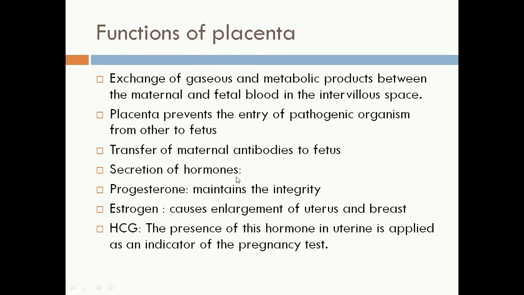Then the secretion of hormones: mainly progesterone, which maintains the integrity, and estrogen, which causes enlargement of the uterus and the breast. HCG, the presence of the hormone in the uterus, is applied as an indicator for pregnancy. So human chorionic gonadotropin is the hormone which is the indicator of pregnancy, as well as an indicator for chorionic development. So these are the three major hormones that will dominate the uterine environment during development.